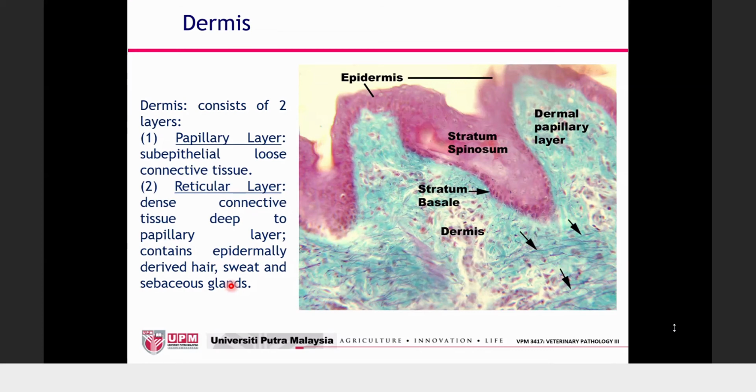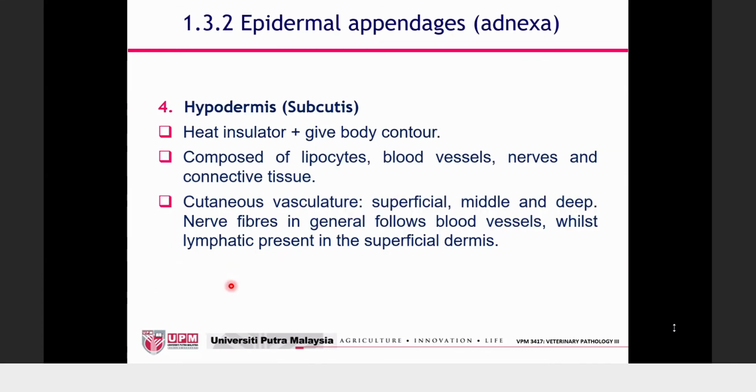Okay, all right. Last but not least, we have also the hypodermis, the subcutaneous layer or the subcutis. This layer functions as heat insulator and also gives contour to the body. Heat insulator because of the fat, right? The adipocytes or the fat tissue in the hypodermis. And it gives body contour because, for example, at the buttocks, you have more fat there, right? So it gives cushion also, not only shape but also cushion if, let's say, you fall on your back. The hypodermis is composed mostly of lipocytes or adipocytes.